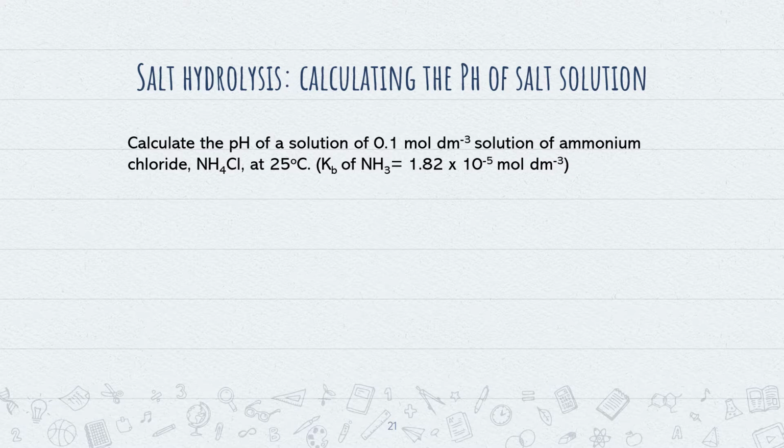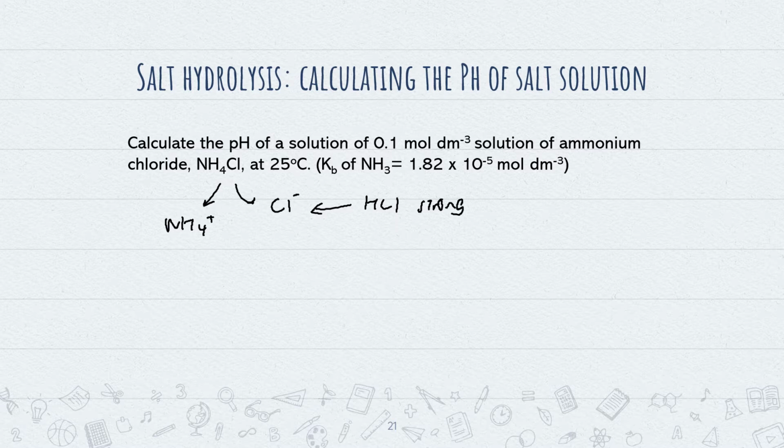Calculate the pH of a solution when 0.1 mol dm^-3 of ammonium chloride is dissolved in water at 25 degrees Celsius. And the Kb of NH3 is given here. So, just to recap, how to figure out the general range of the pH values. Your NH4Cl, when we split it up into the anion and cation, your Cl- being a weak conjugate base of HCl, will not hydrolyze in water.